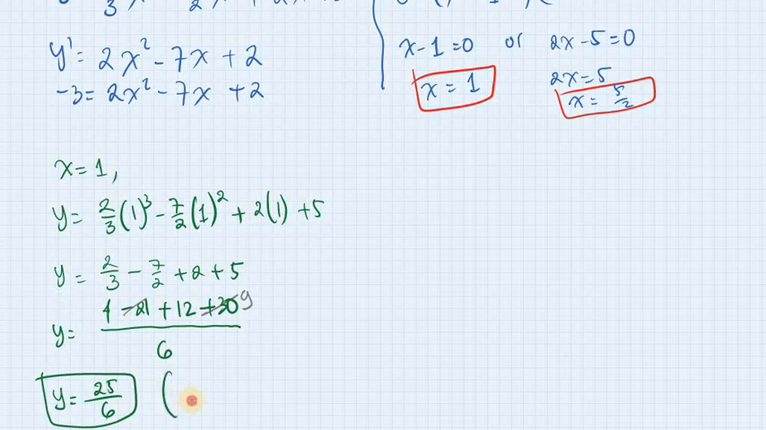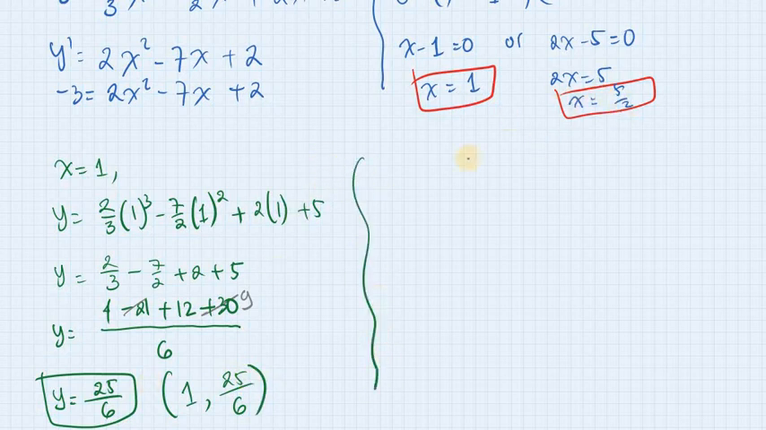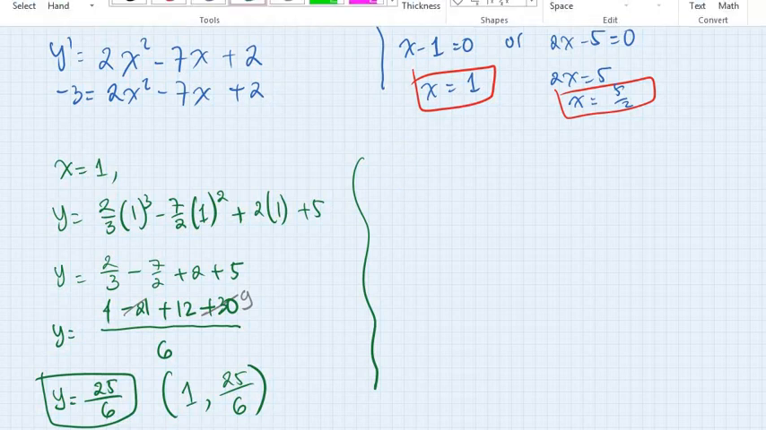The x is 1, 25 over 6. So this is our first point. Let's calculate the second point. When x is equal to 5 over 2, let's change the color.